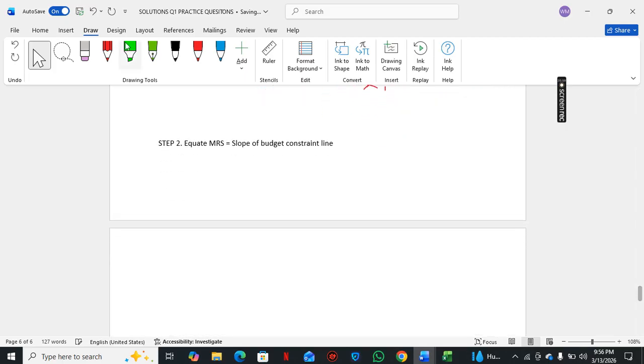This is what I mean. You start like this. The marginal rate of substitution, remember, is MUX over MUY. This is the marginal rate of substitution, or MUX1 over MUX2, equals PX1 over PX2. Okay.